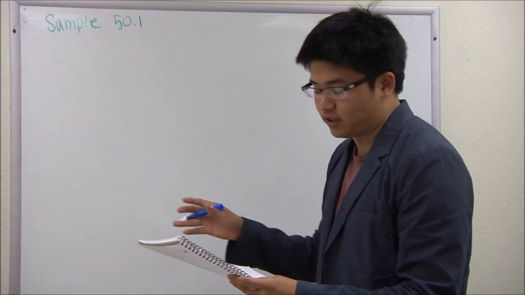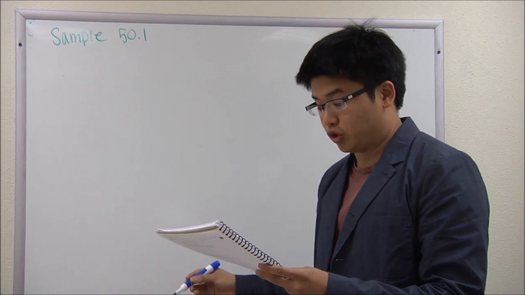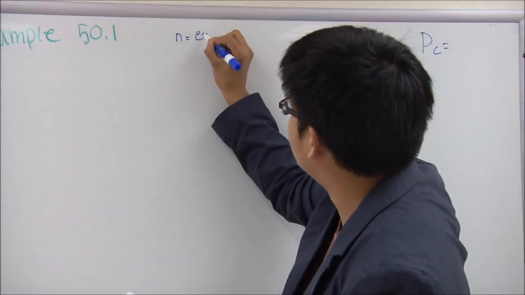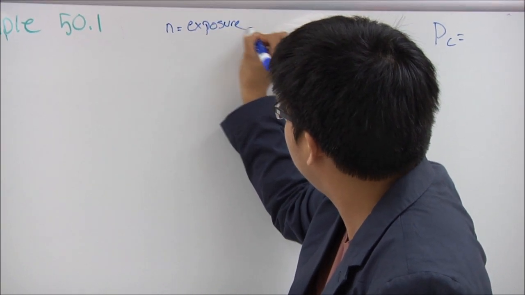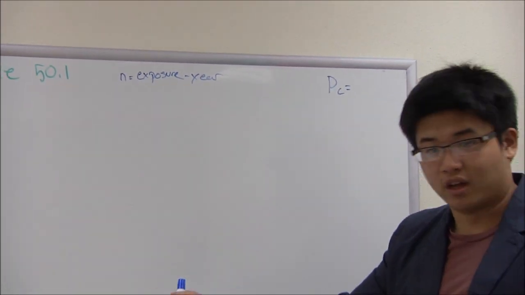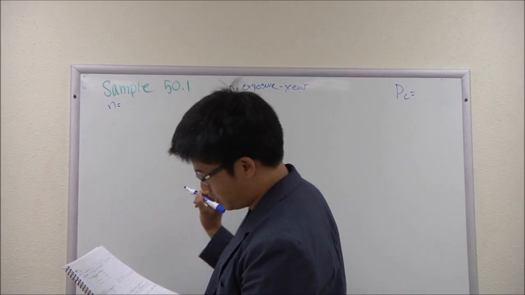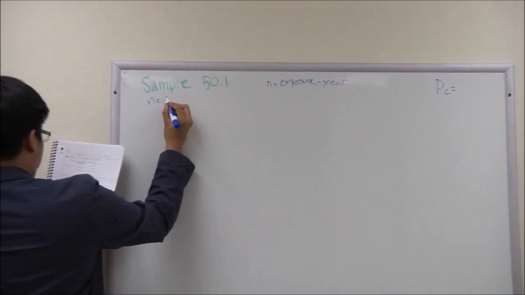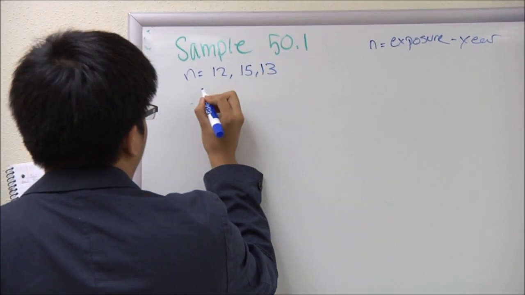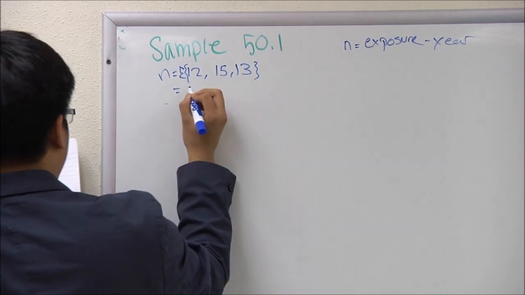Okay, so the first thing you have to do, judging from those two charts, I hope you guys have those down, is find the exposure units, okay? And the exposure unit in this case will be exposure years. In order to calculate that, you add up all the exposures for the 3 years that you had. So N would be equal to, the exposures were 12, 15, 13. So you add those all up, and that's equal to 40.